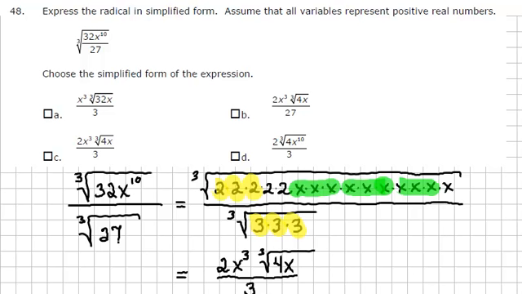So we look to see which one this matches, and it appears to match C. We have 2x cubed, cube root of 4x, all over 3. So C is the correct answer.